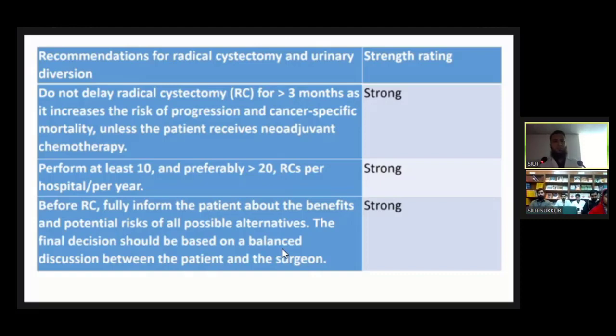Thank you. So, what are the recommendations? Do not delay radical cystectomy more than 3 months, because it increases the risk to prognosis and mortality, unless the patient receives neoadjuvant chemotherapy. Perform at least 10 and preferably more than 20 radical cystectomies per year. And before radical cystectomy, fully inform the patient of the benefits and risks and possible alternatives, with the final decision made between the patient and the surgeon.